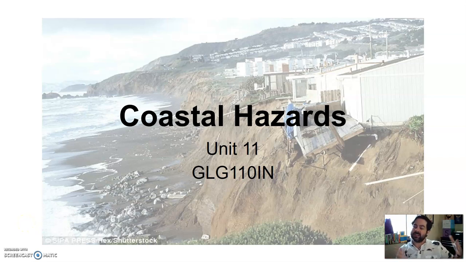Let's take it to the coast. Let's talk about some coastal hazards. So we're going to talk really about the interaction between land and water, which can be a pretty hazardous place, for lack of a better term. The solid earth meeting liquid water. There's a lot of impact of geology. There's interacting between these two worlds, and bad things happen. So let's talk about that, shall we?